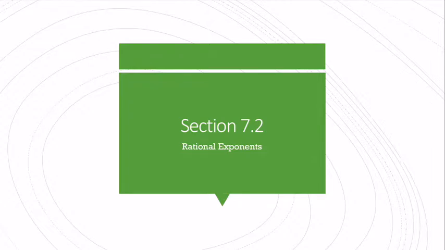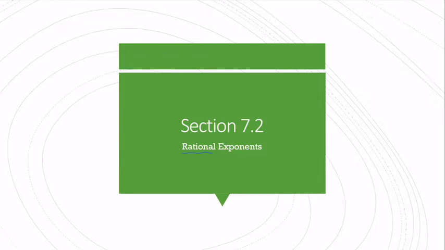Section 7.2 is all about rational exponents. And remember that rational numbers are numbers that can be expressed as a fraction or as a quotient. So that's not something we've seen before. So let me explain to you where those come from.